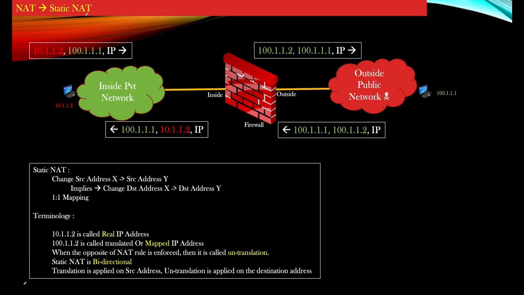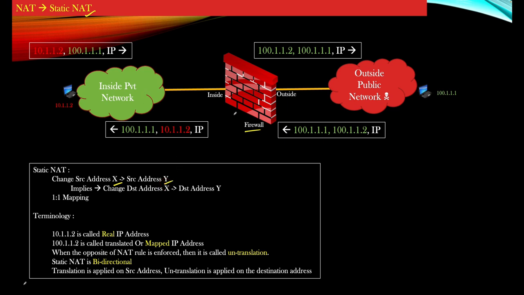So guys, now let us discuss static NAT straight away. So what is static NAT? Static NAT simply means changing the source address of the packet which is crossing this firewall device from IP address X to IP address Y, right?